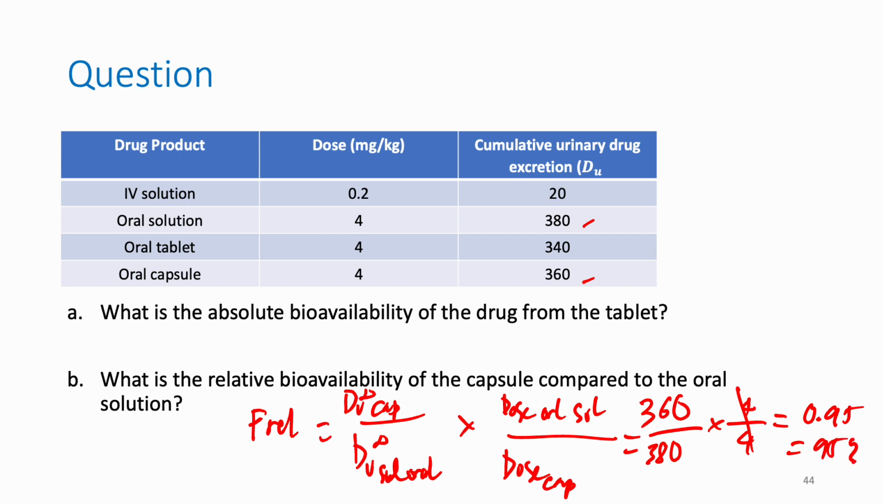Because the relative F is less than 100%, about 95%, the capsule has slightly smaller bioavailability compared with the oral solution.